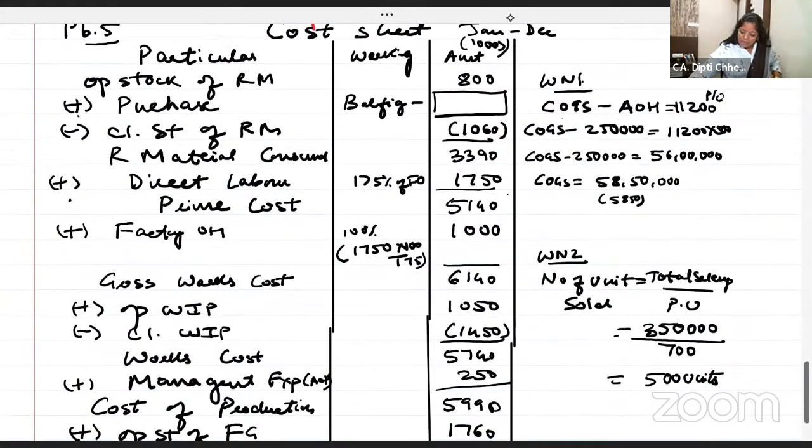3390 plus 1060 minus 800. Of course, some figures are different, some are the same, last problem and this. 3650 is your balancing figure, purchases. They gave management expenses, so we took it up. If I would have taken it down, a different answer would have come.